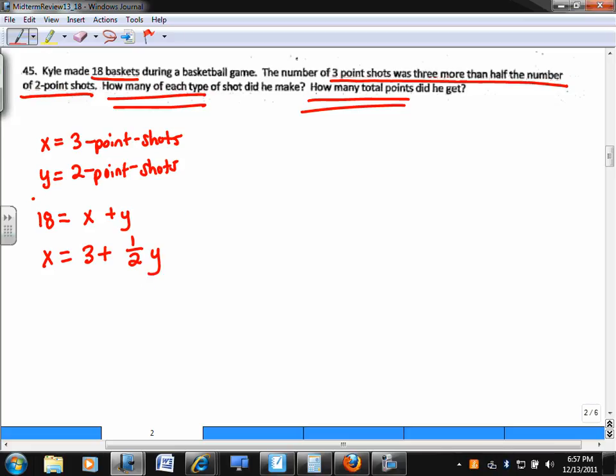So at this point, we have a system. We need to choose the best way to solve it. There's more than one way. We know that this is x, so we could take all of this and plug it in for x. Or we could solve both equations for x and set them equal. I'm choosing to solve both of them for x and set them equal. So I have 18 is equal to x plus y, and I want to solve this for x. So I'm going to subtract y from each side, and I'm left with x equals 18 minus y.